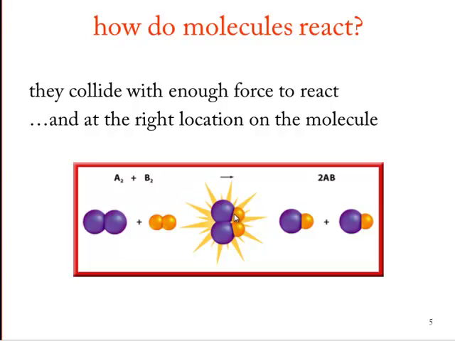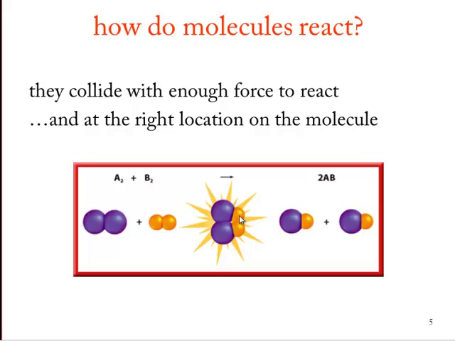Are they colliding? You betcha. Are they colliding with enough force? Well, yeah, these big sort of bang marks are meant to indicate that. And are they hitting in the right locations? It seems to me that they are, because here's your molecules of AB all set to react. So they have to hit each other lengthwise, if you will, for a productive chemical reaction.